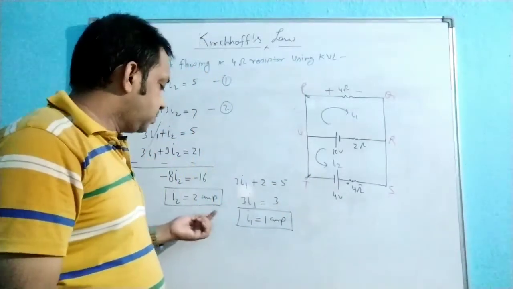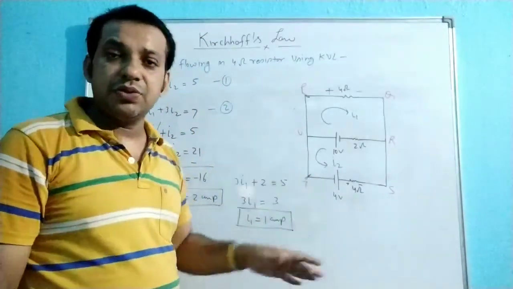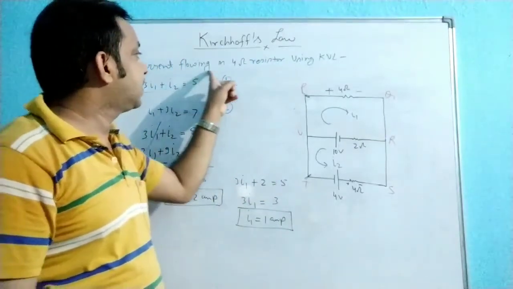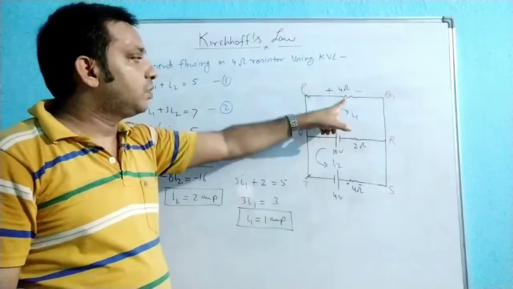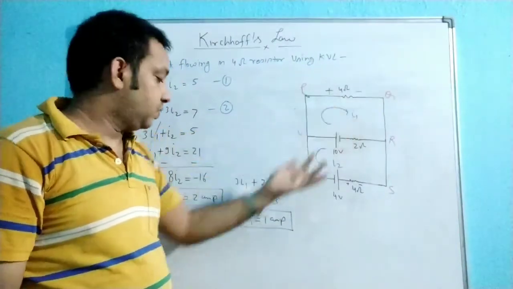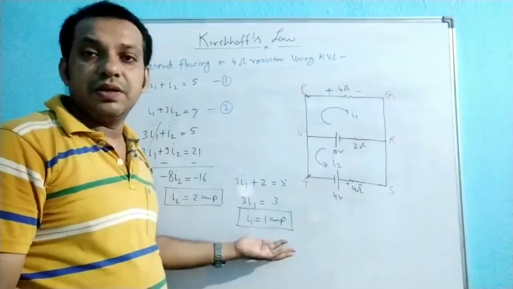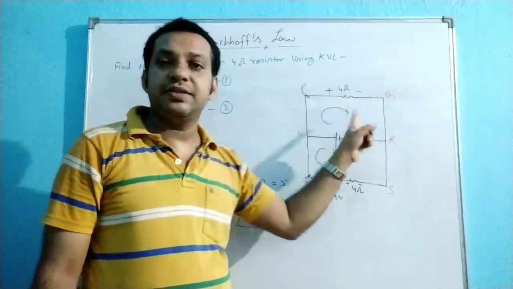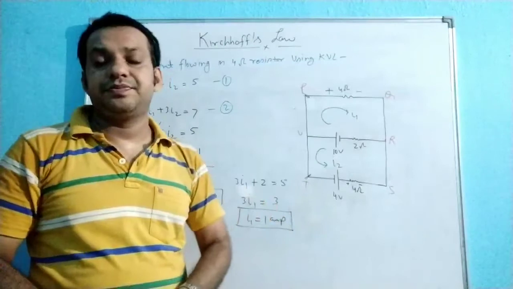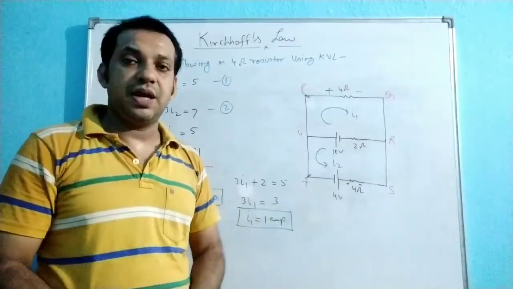So I2 is equal to 2 ampere, I1 is equal to 1 ampere. What is our question? Our question is to find the current flowing in the 4 ohm resistor. So in the 4 ohm resistor, the I1 current is flowing. So what is the value of I1? 1 ampere. So what is our answer? The current flowing in the 4 ohm resistor is 1 ampere. And this is our answer.